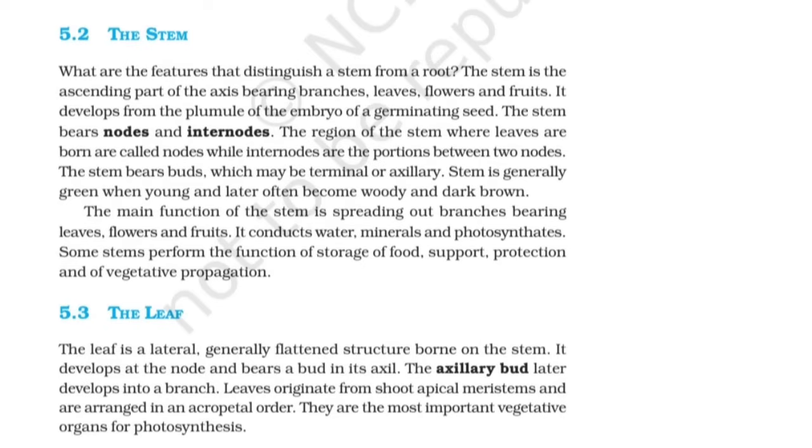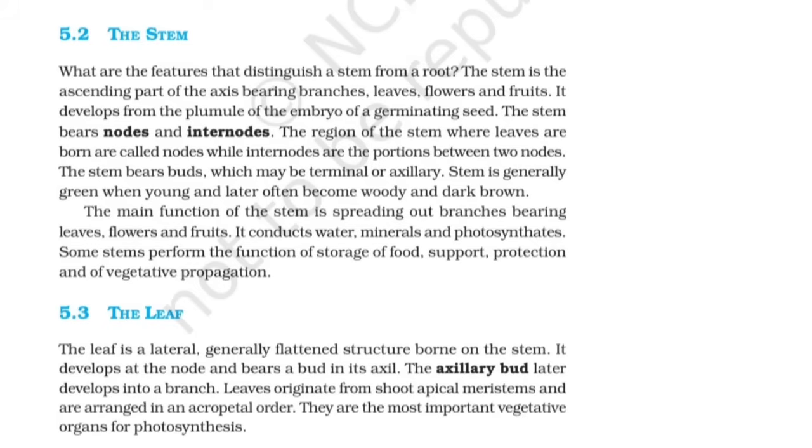The stem. What are the features that distinguish a stem from a root? The stem is the ascending part of the axis bearing branches, leaves, flowers, and fruits. It develops from the plumule of the embryo of a germinating seed. The stem bears nodes and internodes. The region of the stem where leaves are borne are called nodes, while internodes are the portions between two nodes.